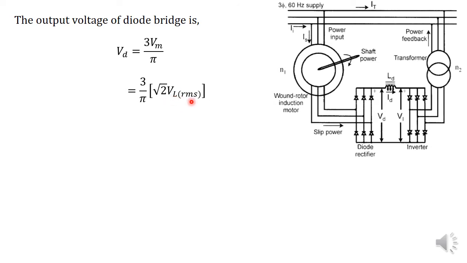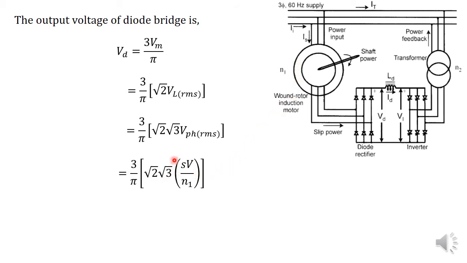Again, line voltage is equal to root 3 times phase voltage. So by substituting that, root 2 into root 3 times phase voltage. And this phase voltage is nothing but the phase voltage of the rotor induced EMF. So we are going to represent the rotor induced EMF in terms of stator input voltage. So we have to consider the slip as well as the stator to rotor turns ratio of the induction motor.